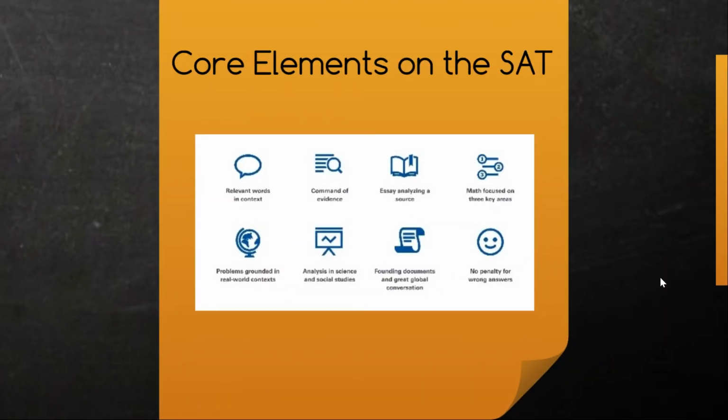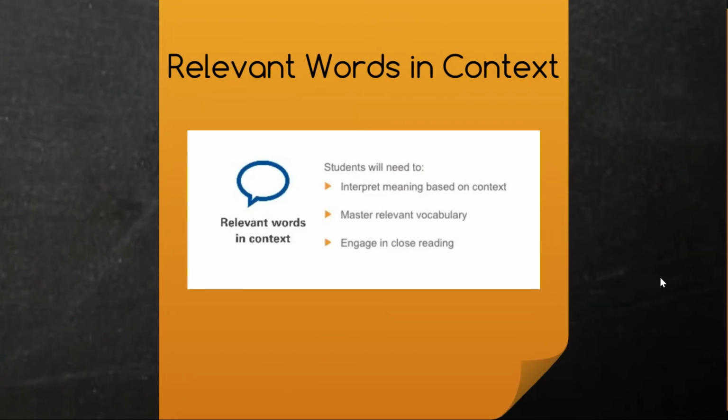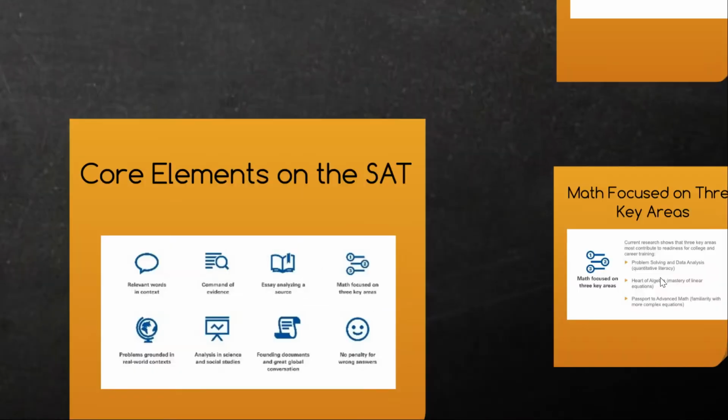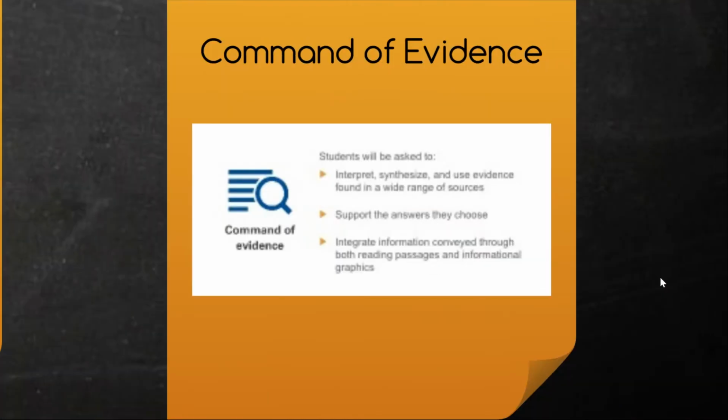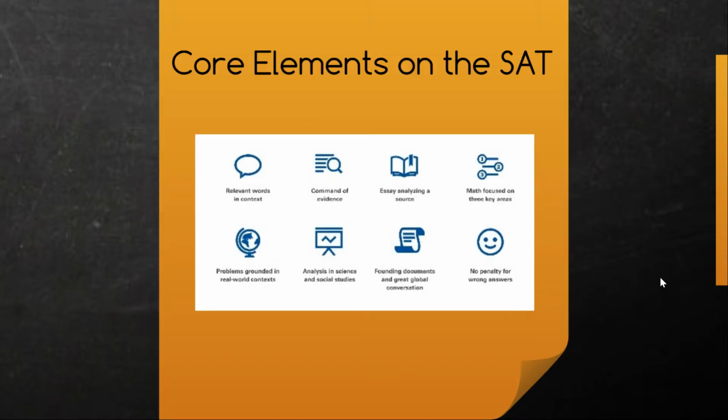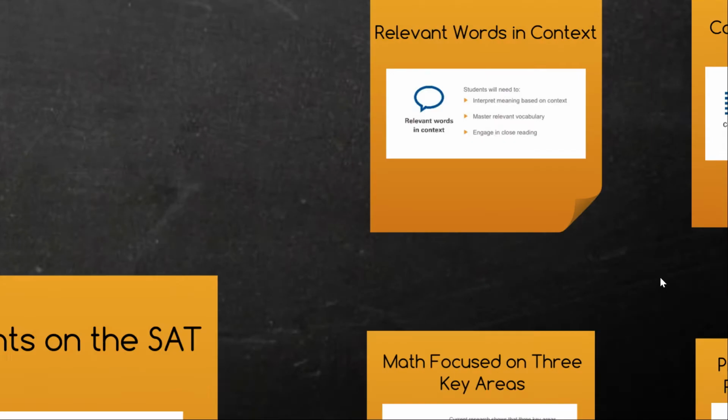And here are the core elements on the SAT. We have relevant words and context, command of evidence, essay analyzing a source, math focused on 3 key areas, problems grounded in real-world contexts, analysis in science and social studies, founding documents in the Great Global Conversation, and finally, there is no penalty for wrong answers. So I like to go into a little bit of detail for each, and if you're not too familiar with the SAT, it's totally fine. You can see that as you go through the Prezi, it automatically goes into detail of each section. It describes everything for you, so you don't have to be an expert.